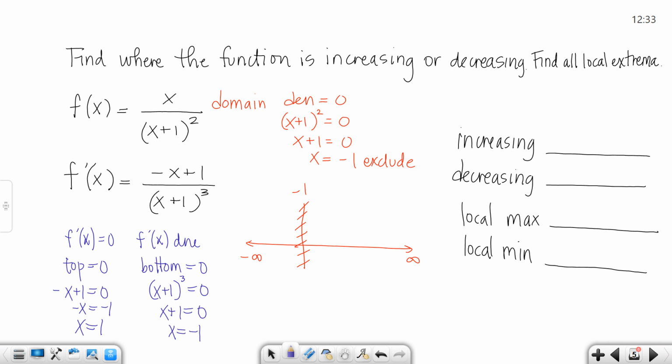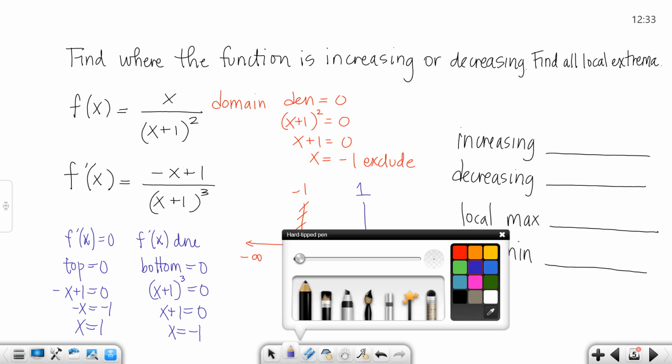Well, -1 is already on my number line, but 1 is not, so I'm going to go ahead and put 1 on the number line. Now that's how it would look. So I have 3 intervals. Now you'll say, why is the -1 red? Remember at the beginning we had to throw that out. It is not in my domain, so you had to put it on your number line.